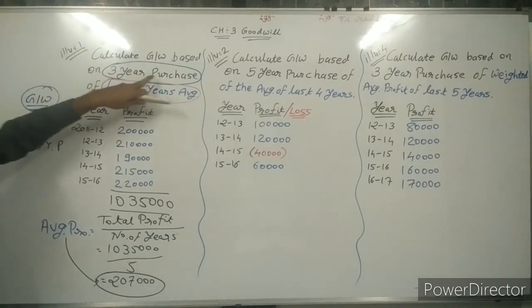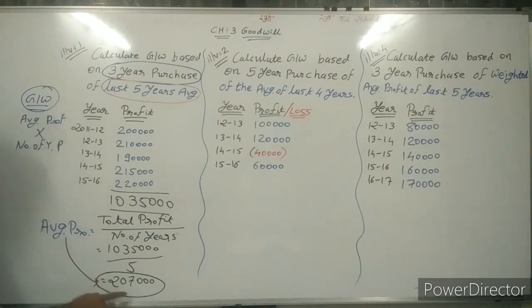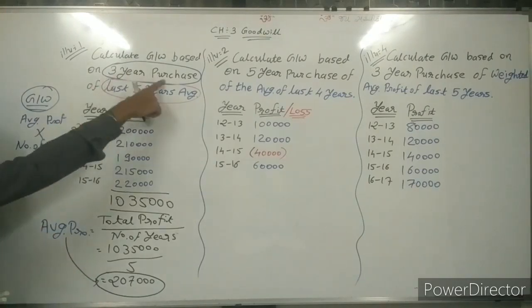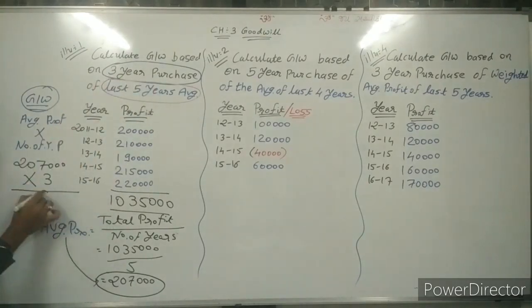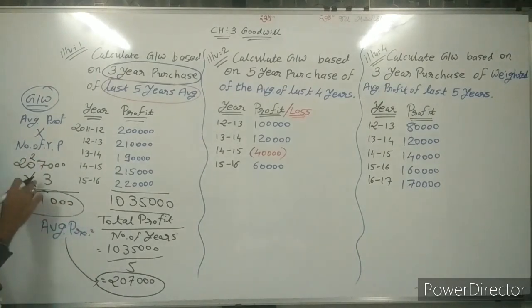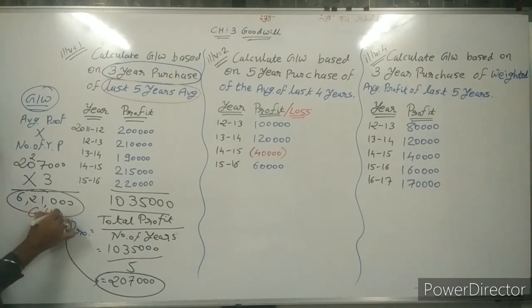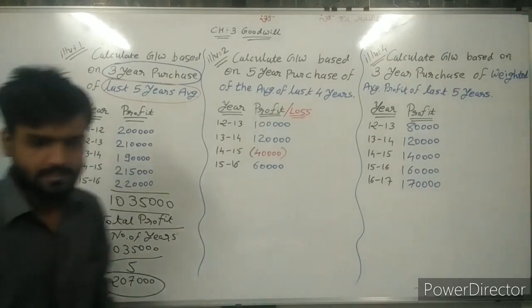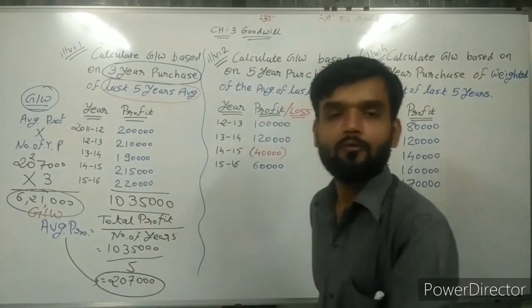So sir, here 3-year purchase information is given. So first of all, write average profit. Sir, average profit is 2,07,000. So 2,07,000 into number of years' purchase, 3, and whatever answer comes, that is your value of goodwill. Now find the answer. 6,21,000 is the value of goodwill.